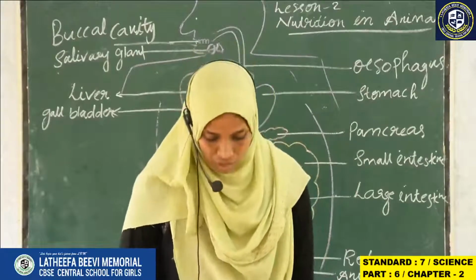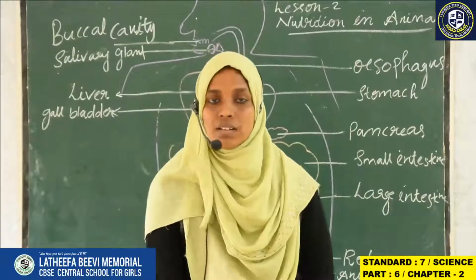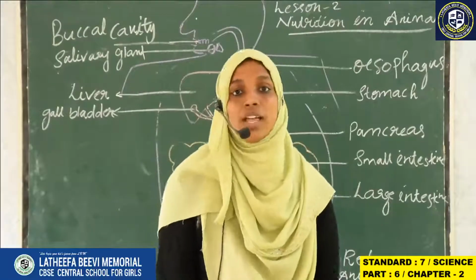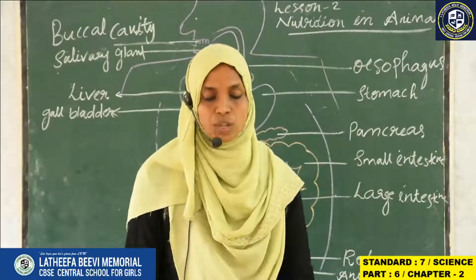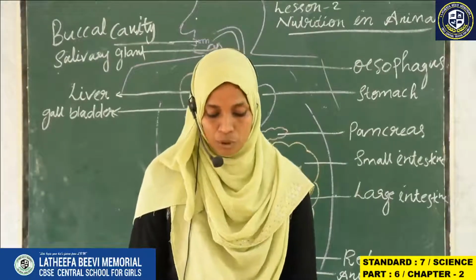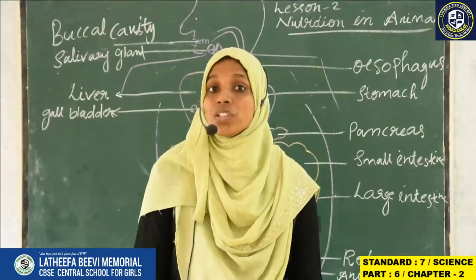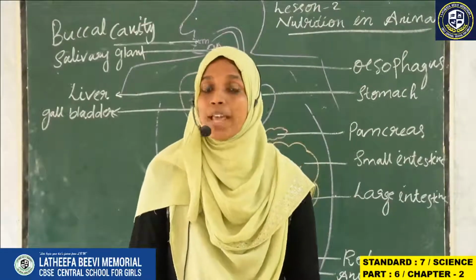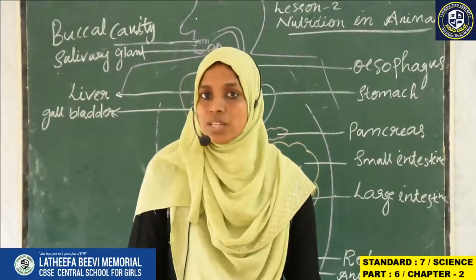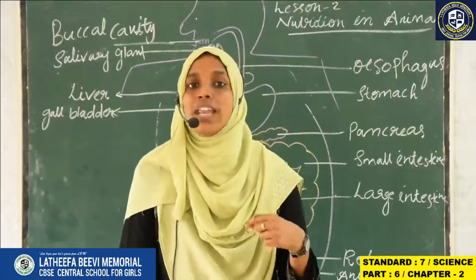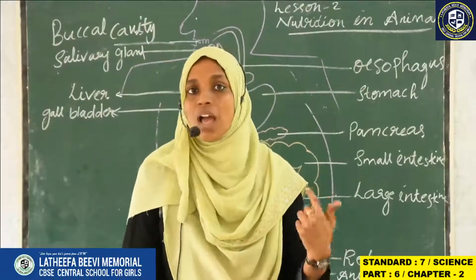In the first chapter we learned about nutrition in plants. Animal nutrition includes nutrient requirement, mode of intake of food and its utilization by the body. So what is nutrition? Nutrition is the mode of taking food by an organism and its utilization by the body. We were discussing this in the first chapter.